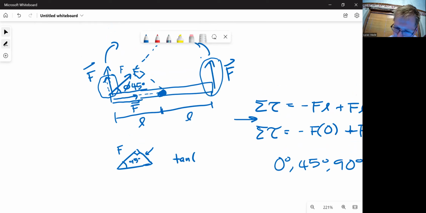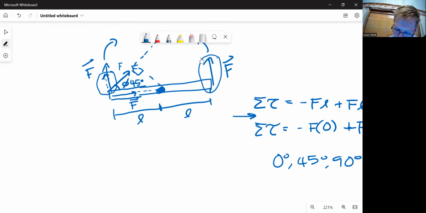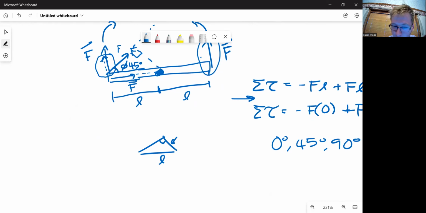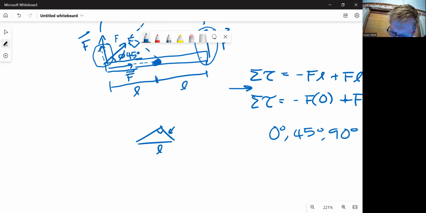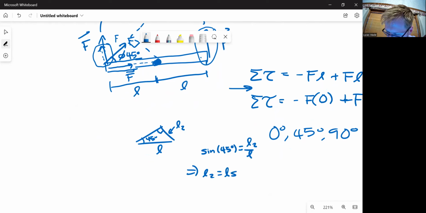Oh, I'm sorry. I'm finding it in terms of the force. We do it in terms of the lever arm here. So we want to do, that's L. And we want to find this side, which is our lever arm for the 45-degree case. So call that L2. In that case, the sine of 45 degrees is L2 over L. And so L2 is L sine 45.